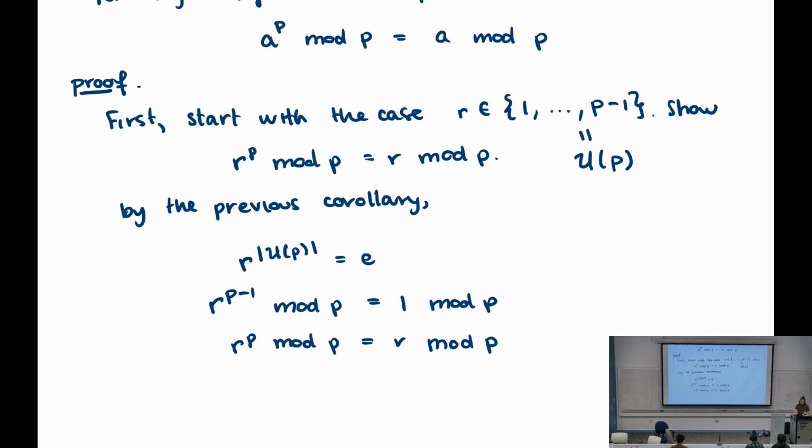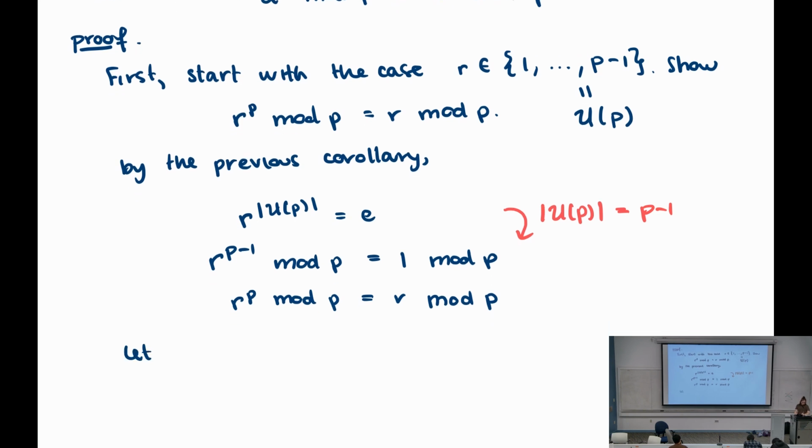Are there questions about just the case when r is between 1 and p minus 1? Yeah, okay. So this step was because the order of U(p) is p minus 1. Okay, so then for the general case, I'll let a be any integer.